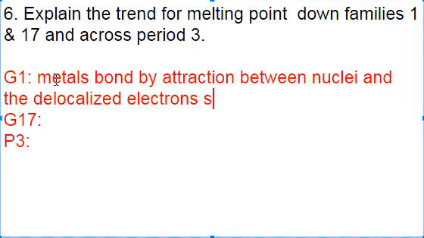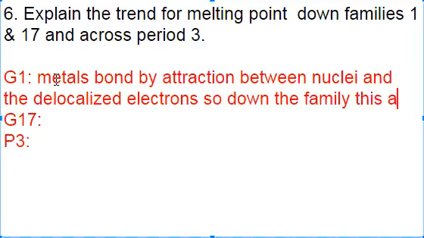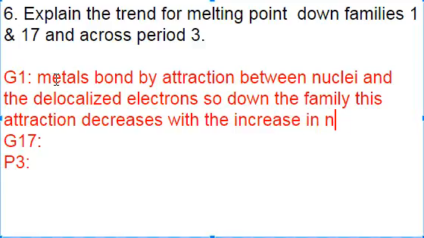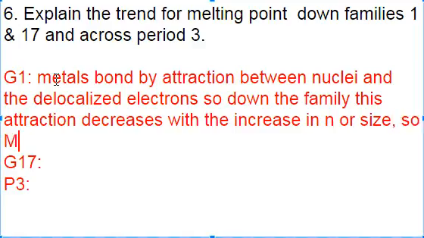So down a family, this attraction decreases with the increase in N or size. So that means melting point will decrease. But that's only for metals.